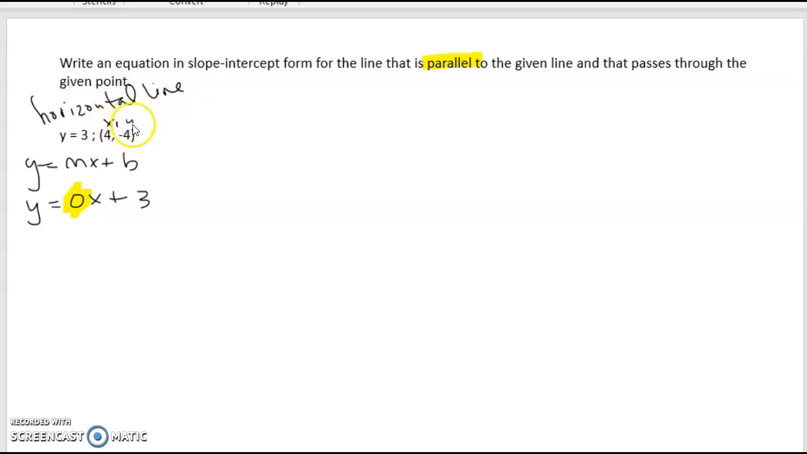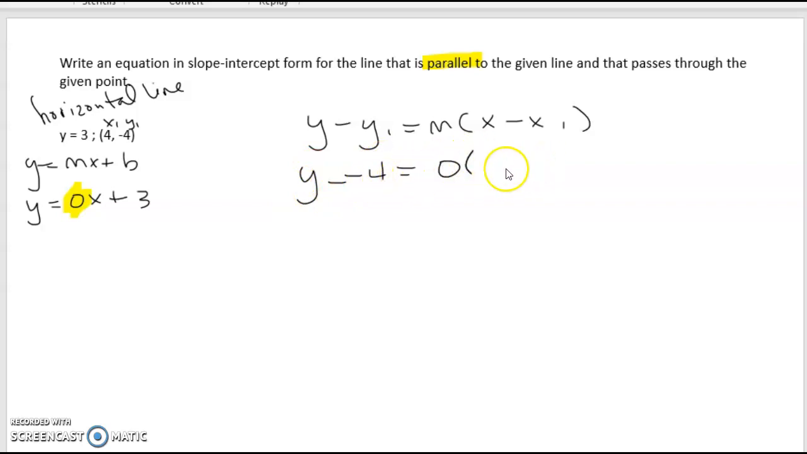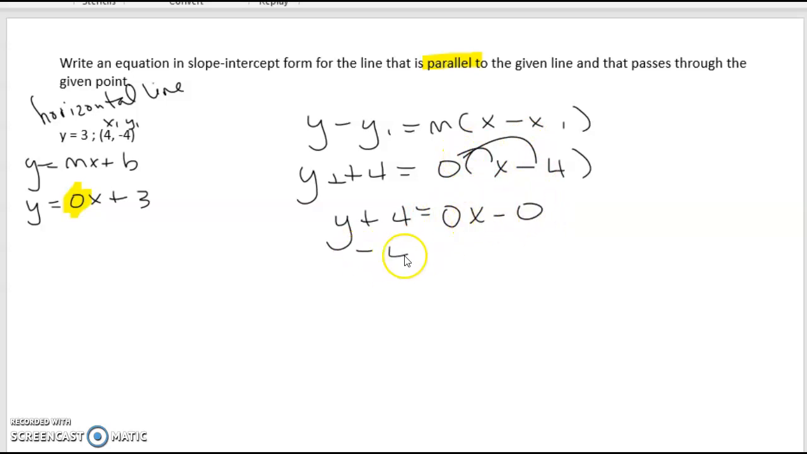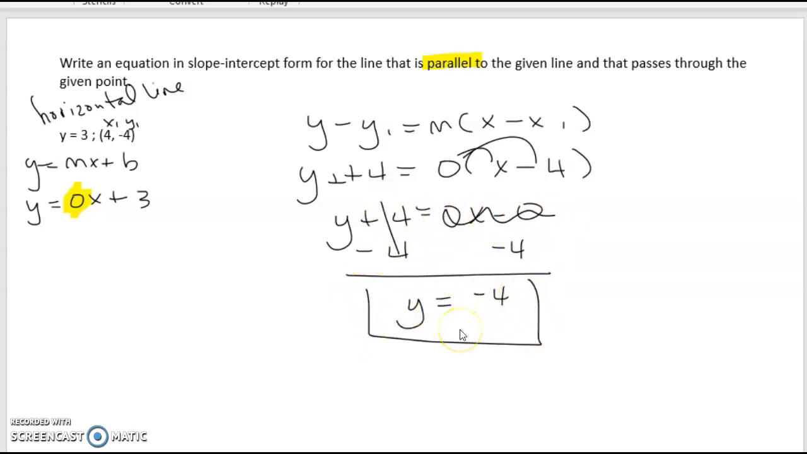And then here's my x1 and my y1. Nothing really is different. So y minus a negative 4 equals 0 times x minus 4, plus a positive, y plus 4 equals 0x minus 0. Subtract my 4. And I really have all of this. I really just have y equals negative 4, another horizontal line.